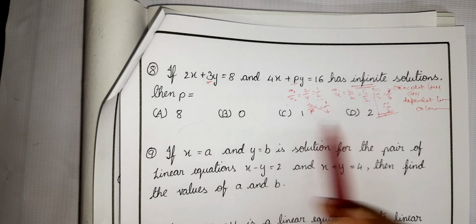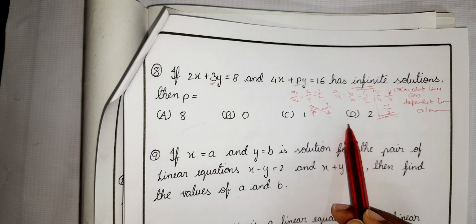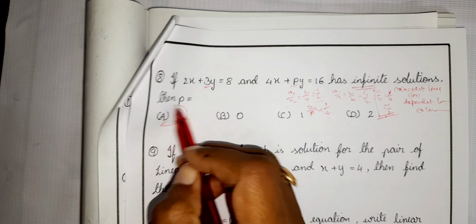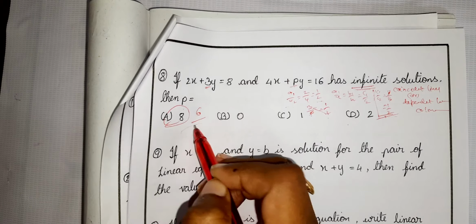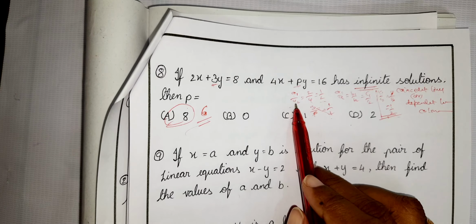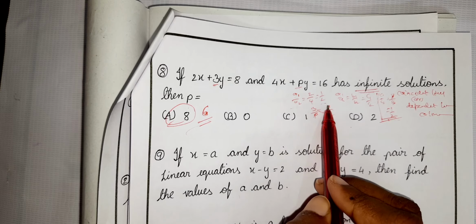But here p is equal to 6 is not available. So definitely there is something wrong in this. So we will change this option. This option is wrong. This is 6. Which has infinite solutions means a1 by a2. Let us check if we did any mistake. 2 by 4, that is 1 by 2.